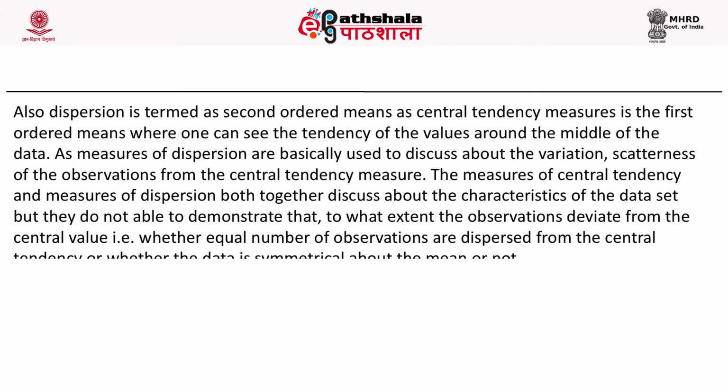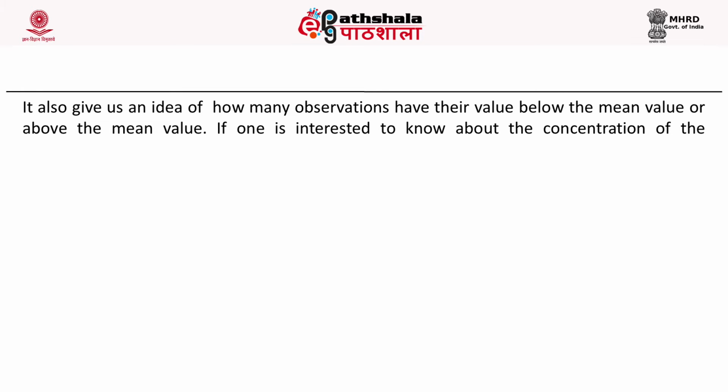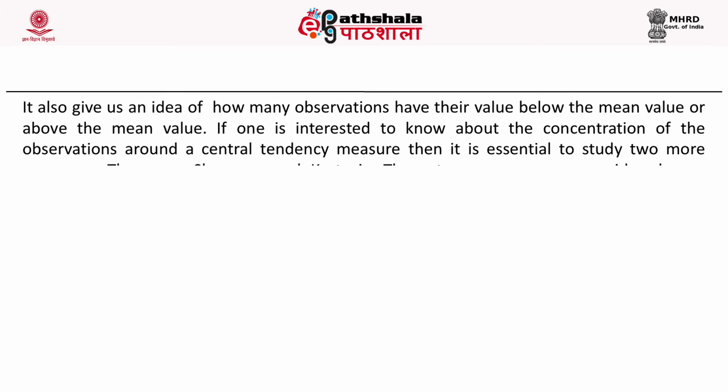The measure of central tendency and measures of dispersion both together describe the characteristics of the data set, but they are not able to demonstrate to what extent the observations deviate from the center value. That is, whether an equal number of observations are dispersed from the central tendency, or whether the data is symmetrical about the mean or not. It also gives an idea of how many observations have their values below the mean value or above the mean value.